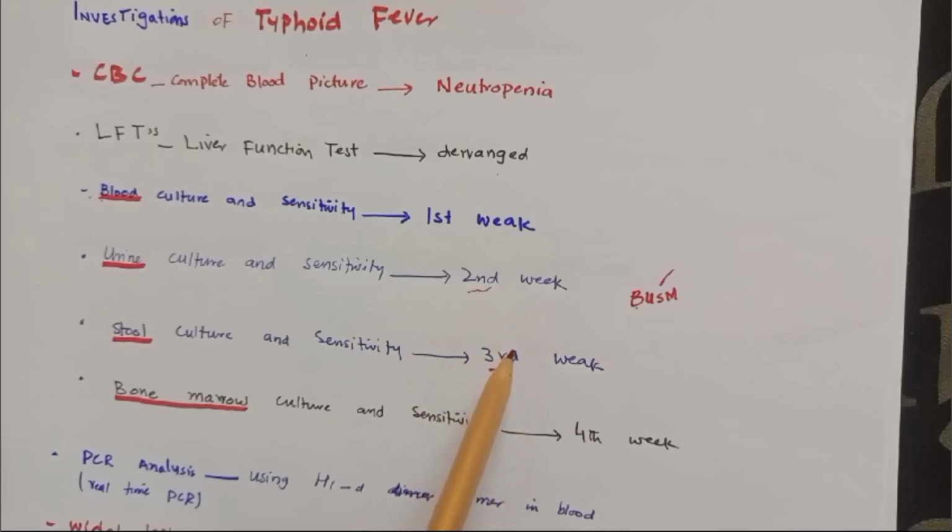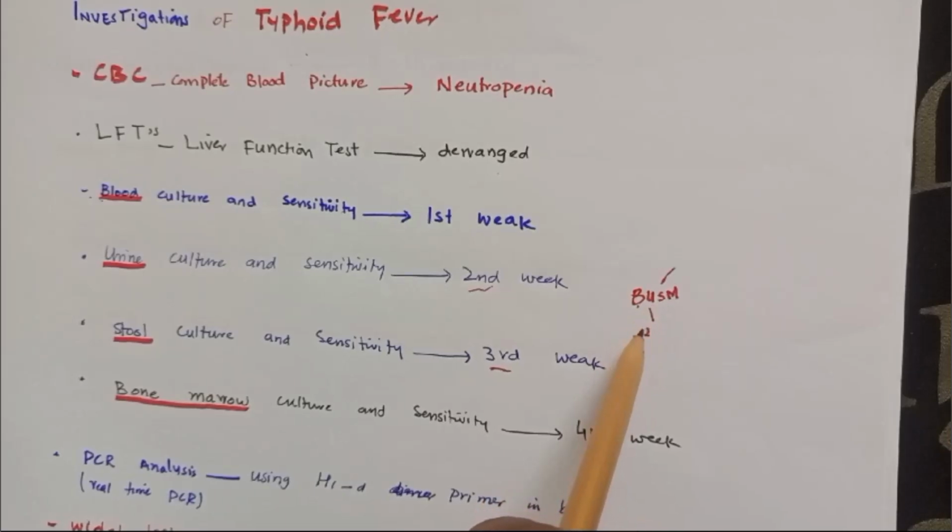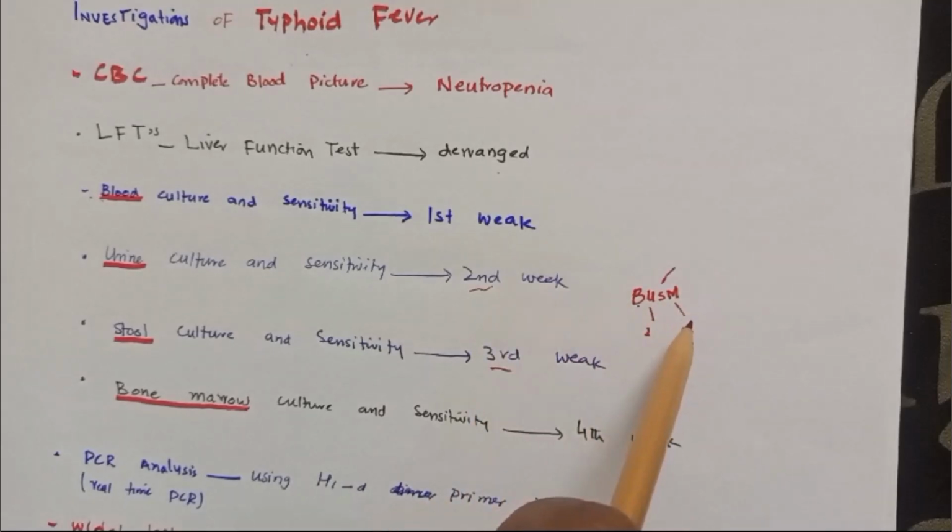In order to remember these culture and sensitivity tests in order of duration of disease, there is a formula to remember this: BUSM. B means blood culture and sensitivity. We do blood culture and sensitivity in the first week. Then U means urine culture and sensitivity. Urine culture and sensitivity we do in the second week. And S means stool culture and sensitivity. Stool culture we do in the third week. And M means bone marrow culture and sensitivity. Bone marrow we do in the fourth week.